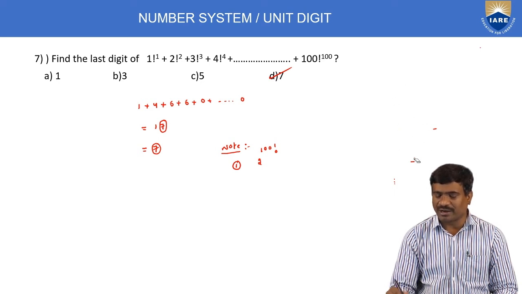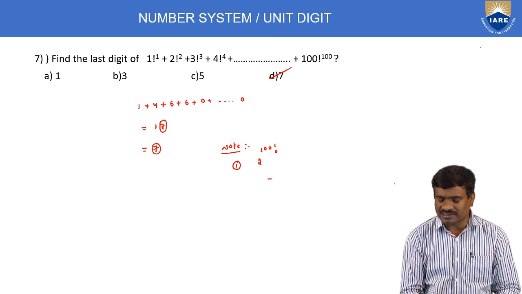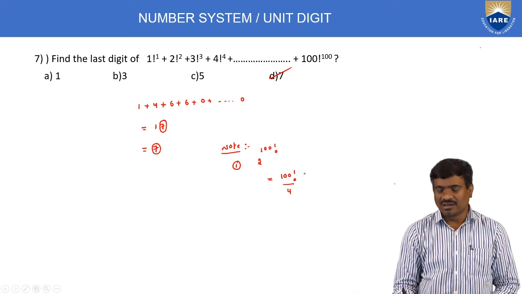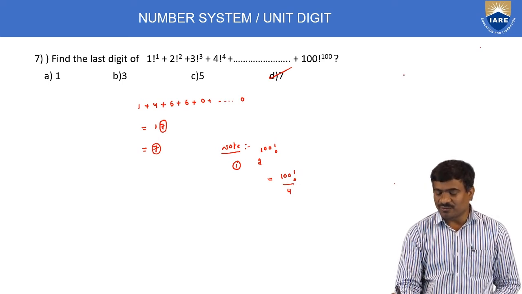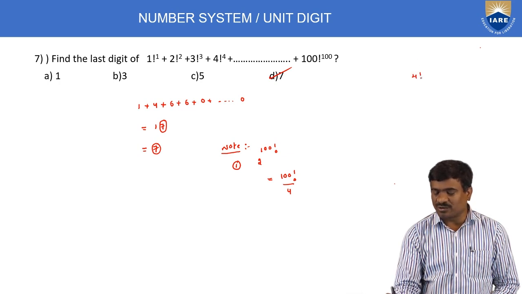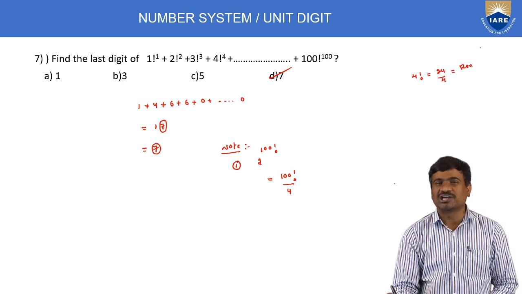Consider only the remainder. Here, in the property of 2, 4 numbers are cyclically repeated, so we check whether the power is divisible by 4. 100 factorial is divisible by 4. Here is the method: 4 factorial is equal to 24, and 24 is exactly divisible by 4. The remainder is equal to 0.